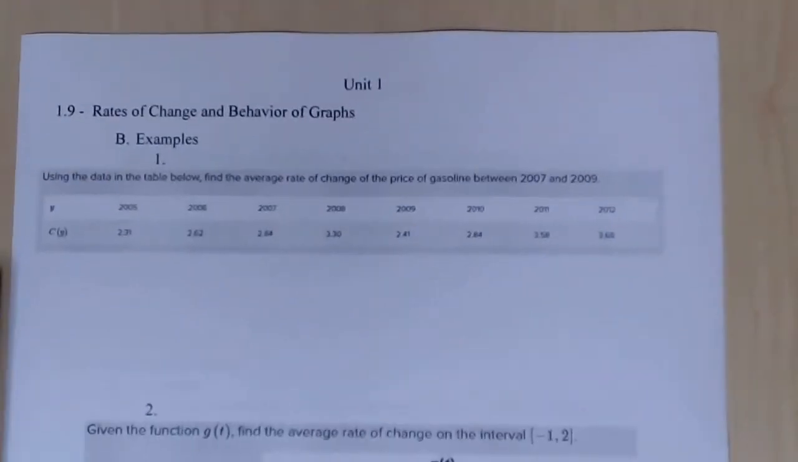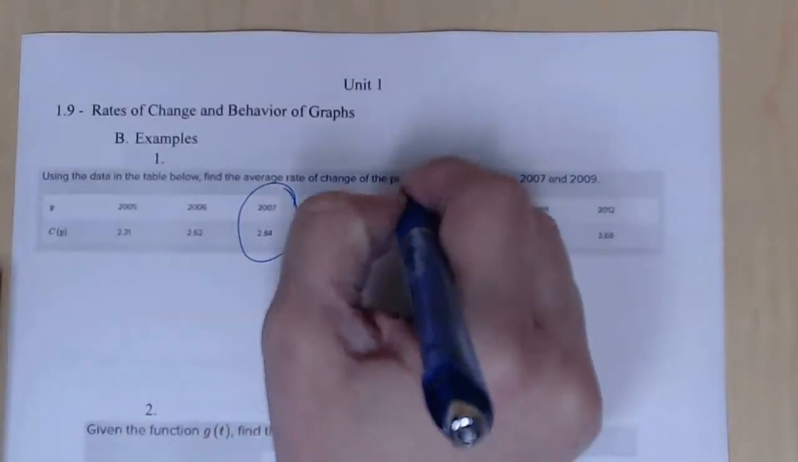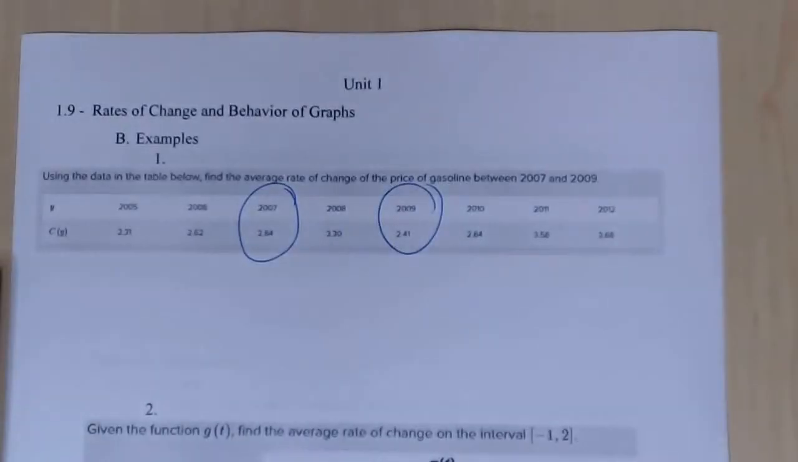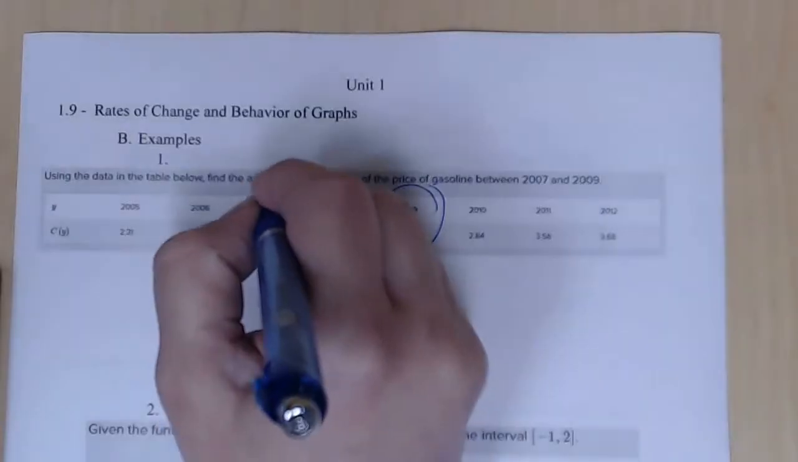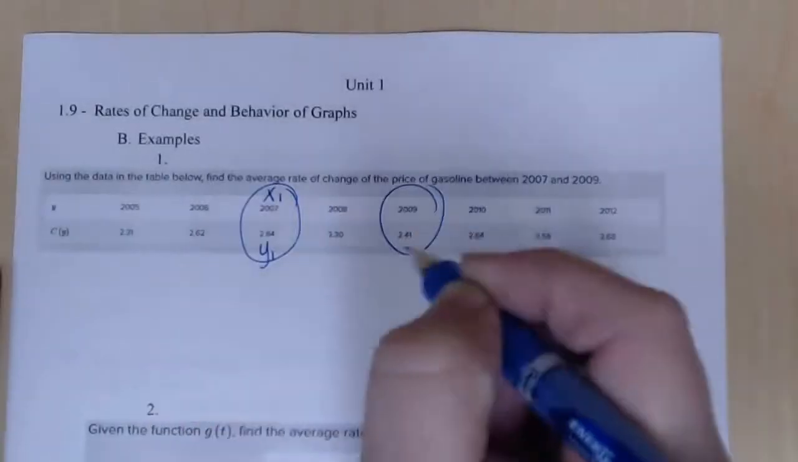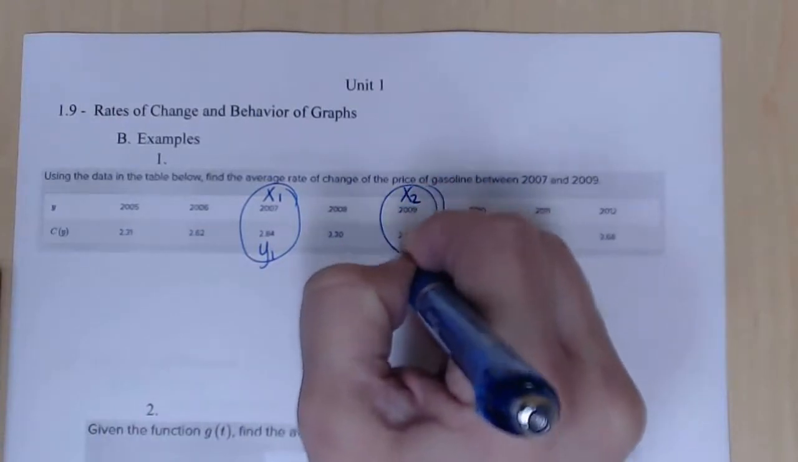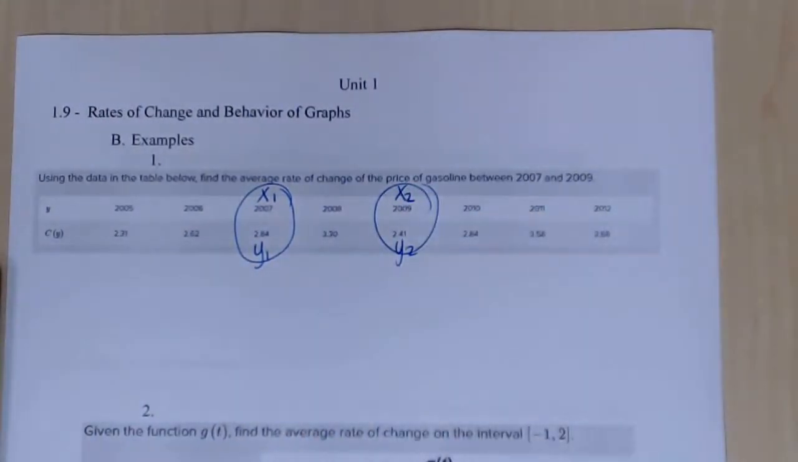So let's look at it in a table first. So part B examples, the first one we're going to look at, it says using the data in the table below, find the average rate of change of the price of gasoline between 2007 and 2009. Well, here's my table. I'm looking at 2007 and 2009. So let's take it all back to slope. When you're looking at this, notice these values. This would be my x1, y1, x2, y2. I'm just finding slope like we've already done in previous sections.